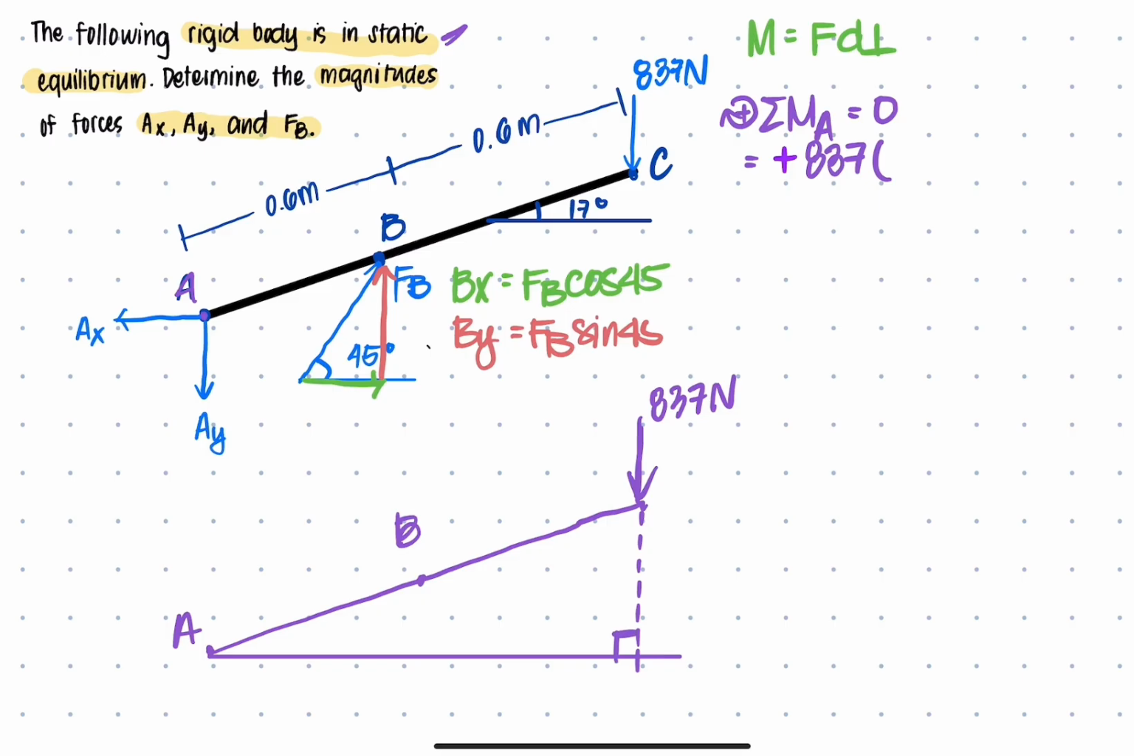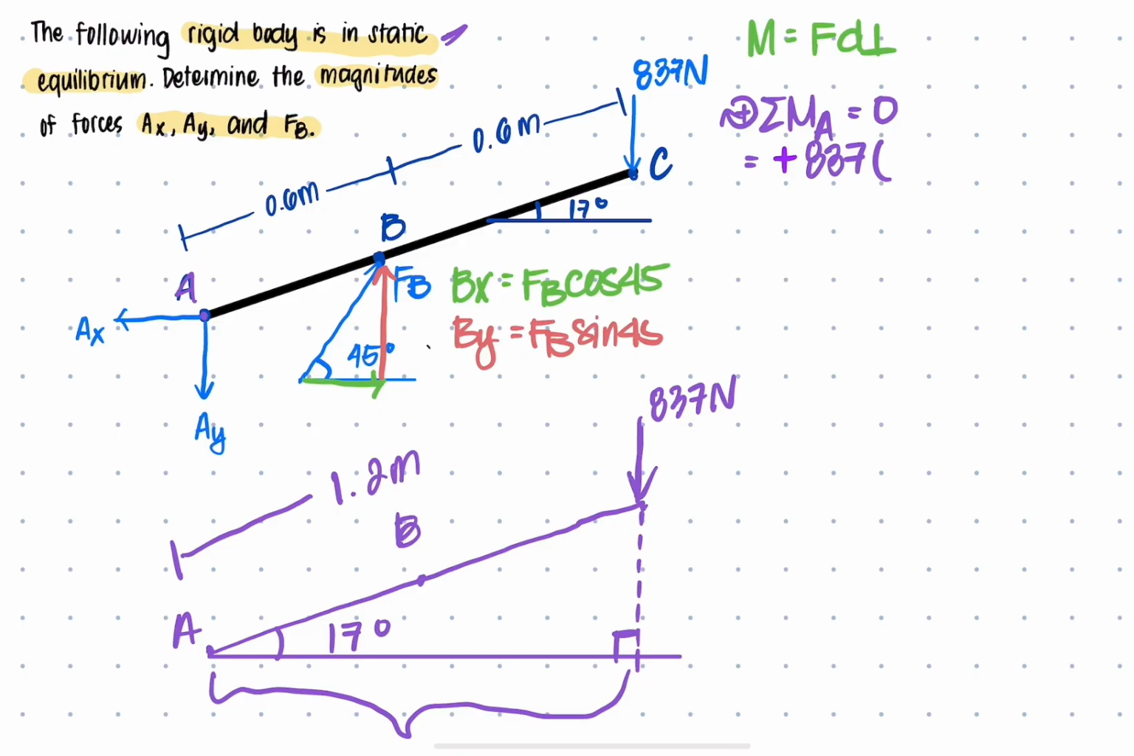Ayan, perpendicular na siya. Ito na yung magiging moment arm natin, guys. Yung length na yan, we know that this is 17 degrees, and we know that the length of this is 1.2 meters. Therefore, using trigonometry, our moment arm would be 1.2 cosine 17. Okay. So, na-consider na natin yung 837 newtons.